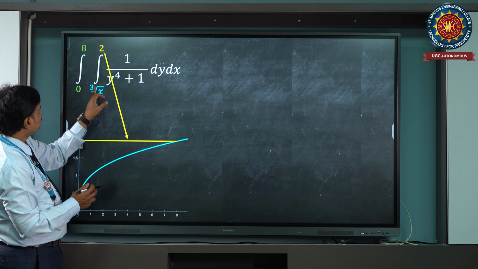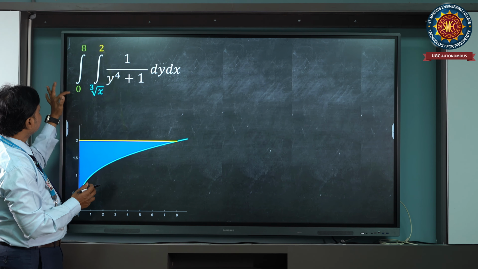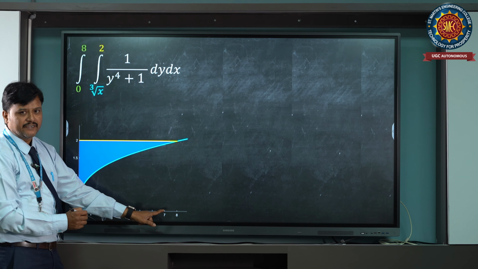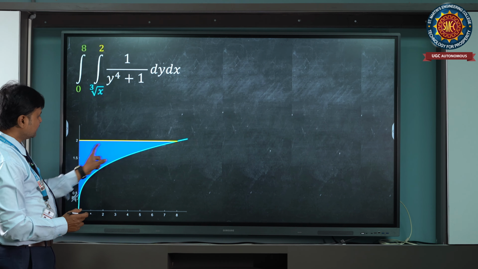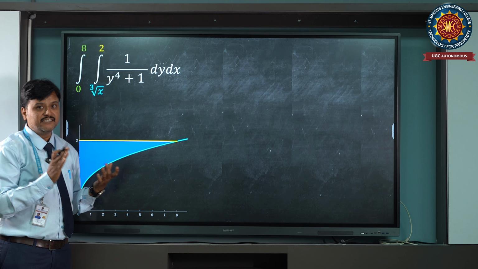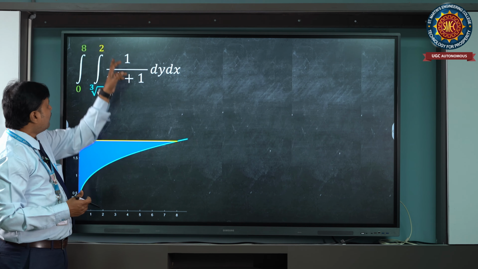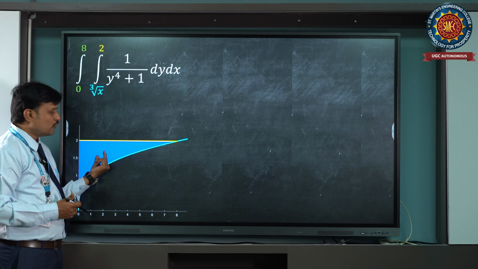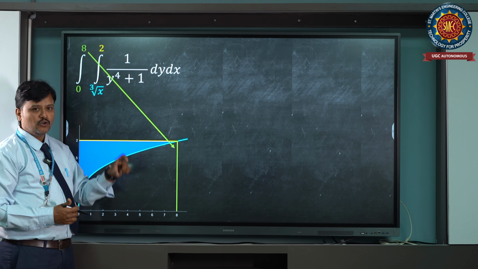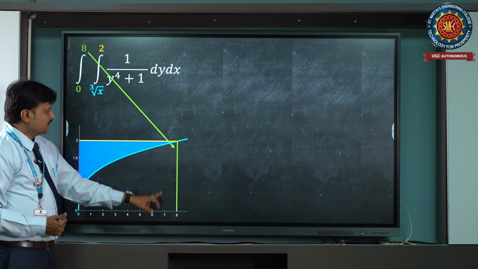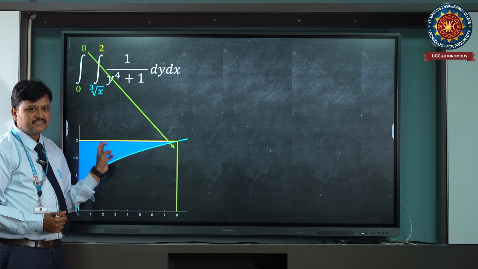If these limits belong to y, then the exterior limits belong to x. x is equal to 0 to 8. x is equal to 0 means the y-axis, and x is equal to 8. Now the blue shaded region is the required region of integration, the region bounded by all these four limits. By using these four limits, we have to find the new limits.